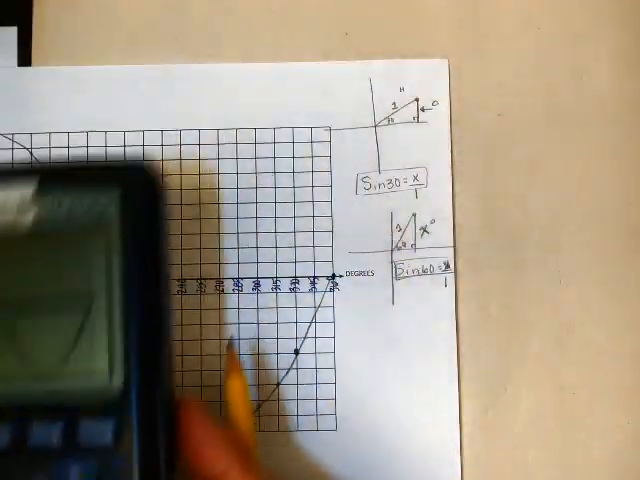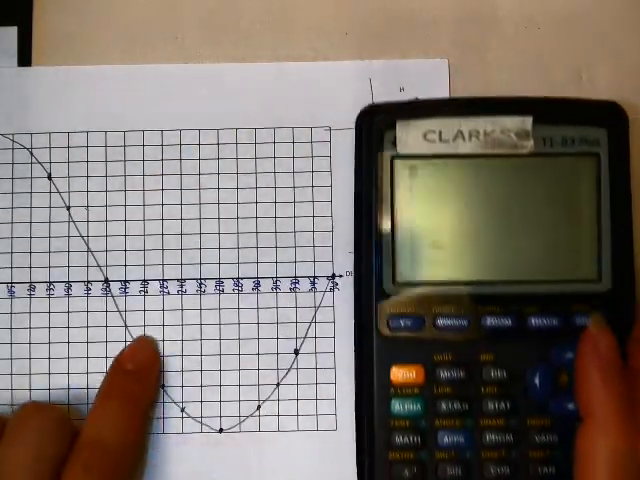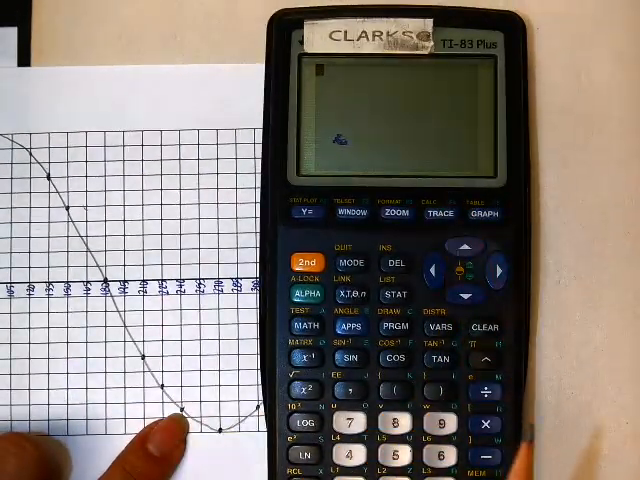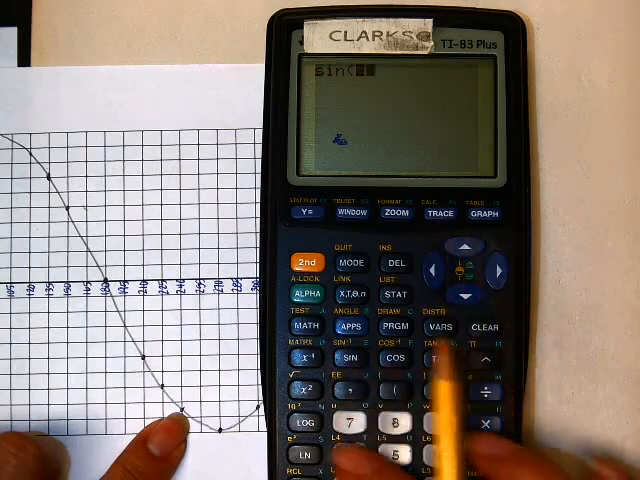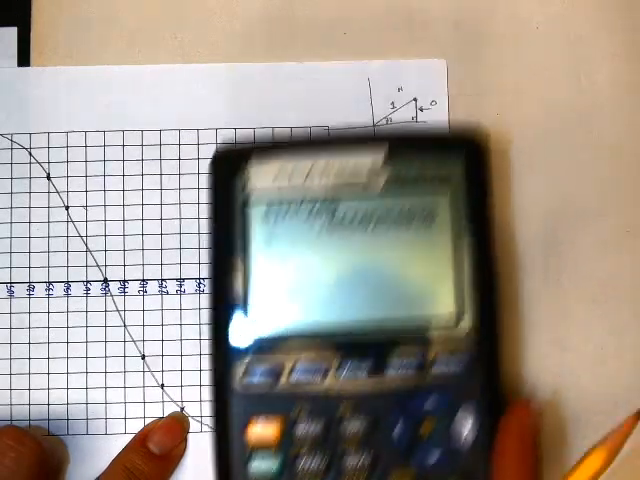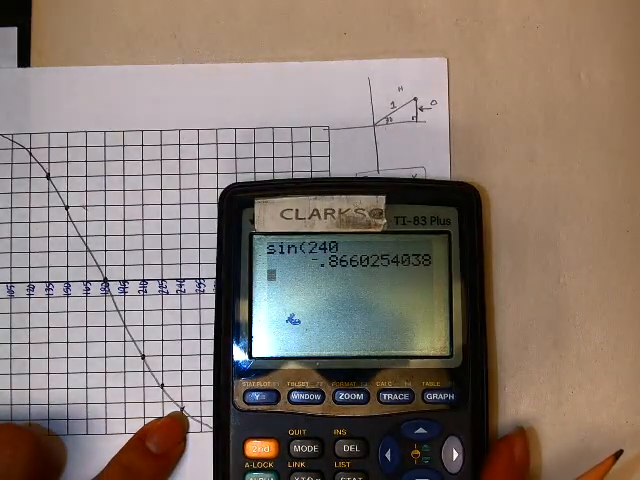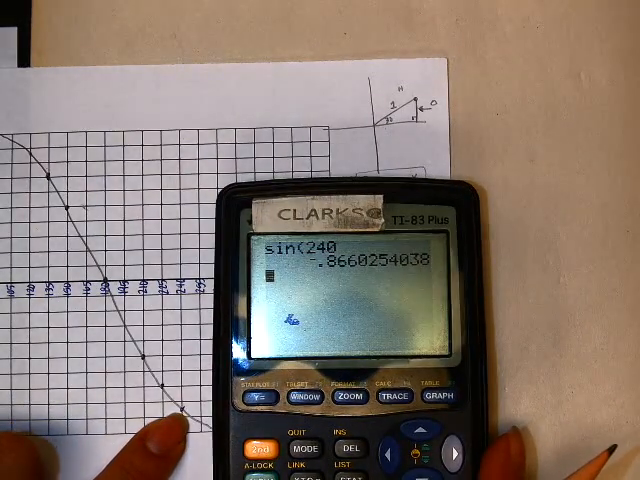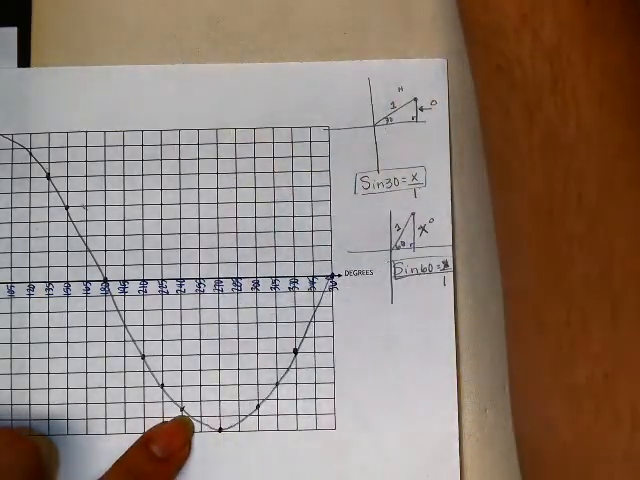So we check it and we say, all right, well, that's kind of cool, but what if we wanted like the sine of 240? Is that really going to give me a negative? And sure enough, look at this. It's negative 0.866, and we said it was around 0.85, so we were pretty close in our estimation.